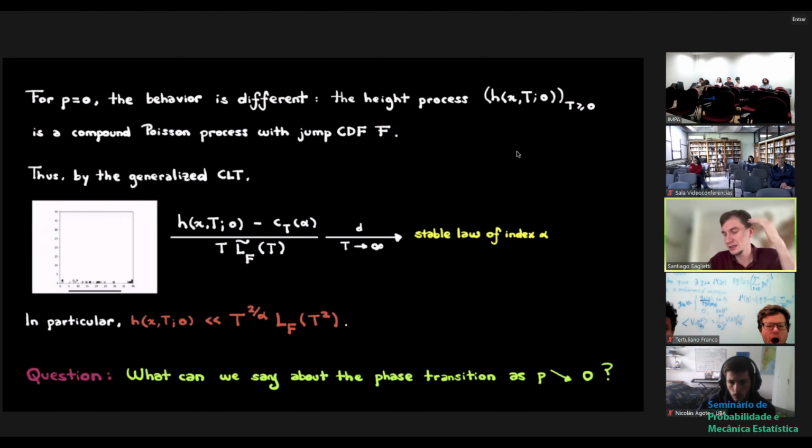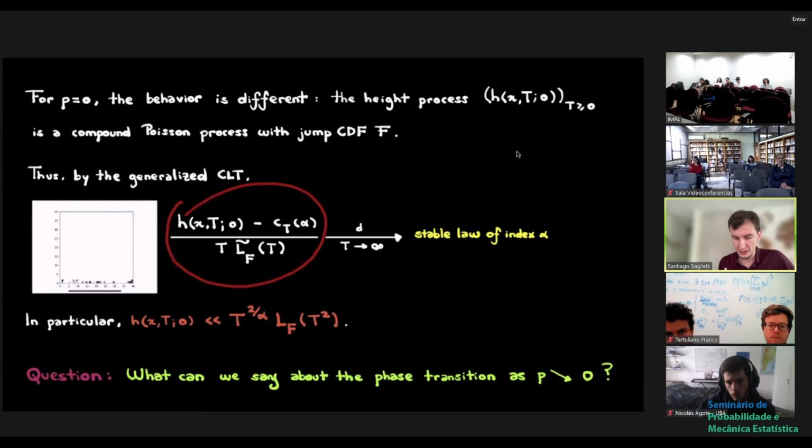So basically, if you look at each column separately, the height of the column is going to behave like a compound Poisson process with this jump distribution f, okay? And so by the generalized central limit theorem for heavy-tailed distributions, this is going to happen. If you take h and center it by some constant c(t), which I don't want to explain, it doesn't really matter, it depends on alpha, and then normalize by t times a slowly varying correction, then this will converge in distribution to some stable law of index alpha, okay?